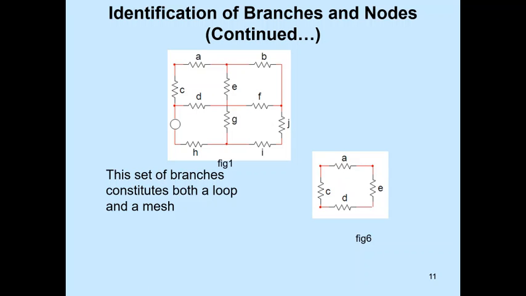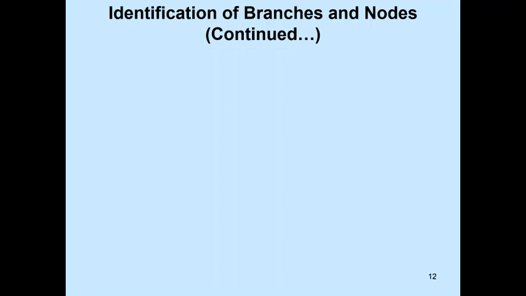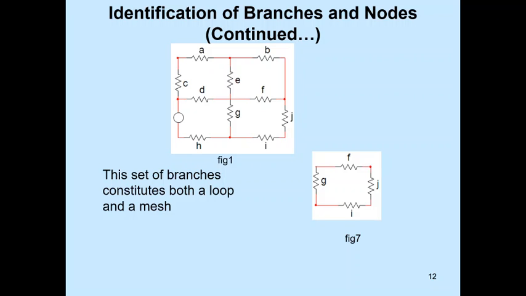See here, the set of branches constitutes both the loop and mesh. And this A, C, D, E is one closed loop and one mesh current. So it is a mesh. Here, another one, G, F, J, I. It constitutes a closed loop and it is also called a mesh.